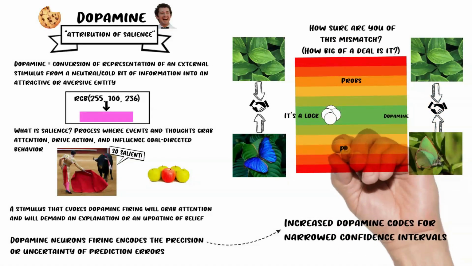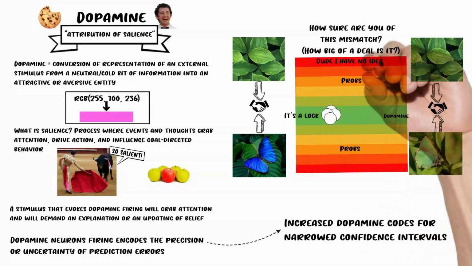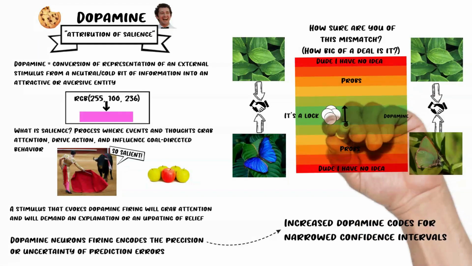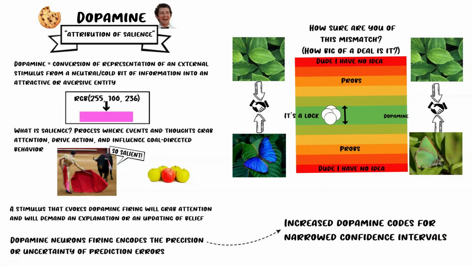This is a lock. Something's weird going on here. But at the edges, you're like, yeah, you know, maybe something's different. I don't know. So picture the butterfly on the left. So your brain is very confident that something's different. So a lot of dopamine's released, and that's a small little confidence interval. So your brain's saying, I'm really sure that something's going on here.